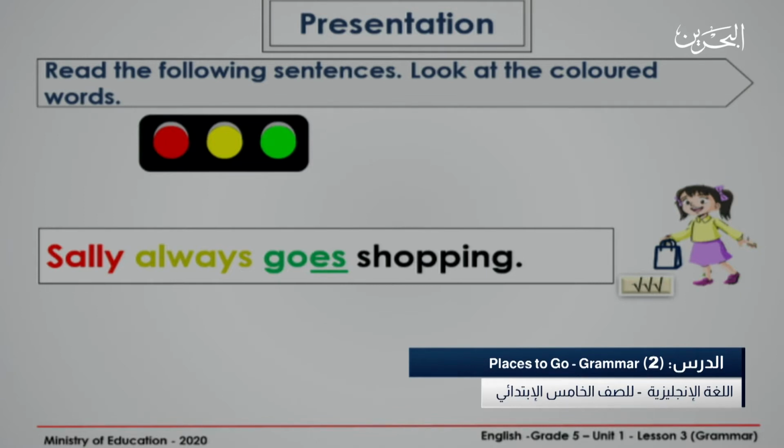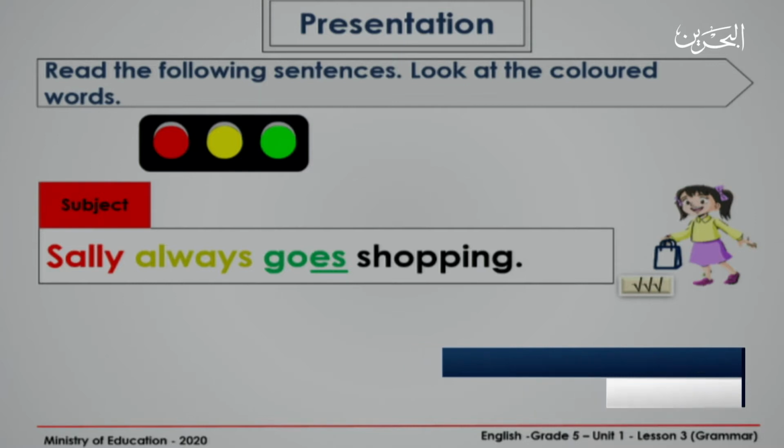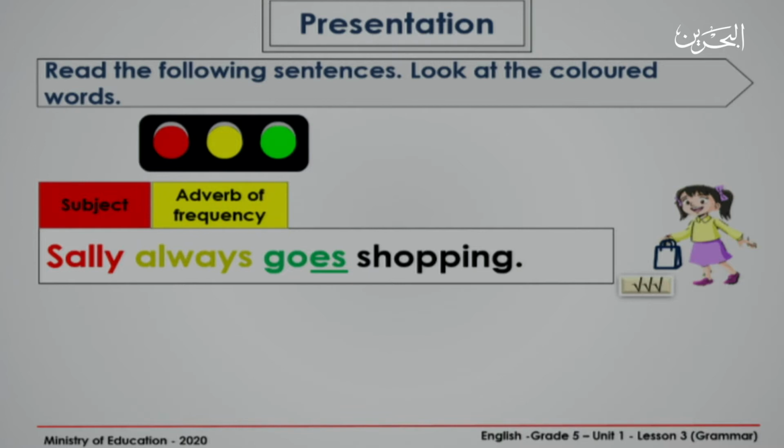I want you to focus on the colored words. Sally is the subject. It can be a name like Sally, Sarah, or any name, or you can use a pronoun. Here you can say she. Always is the adverb of frequency, goes is the present simple verb, and then you complete the sentence. So you can memorize it as the traffic light. Red is for the subject, yellow is for the adverb of frequency, and green is for the present simple verb.